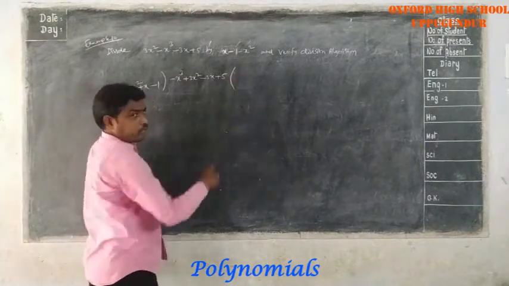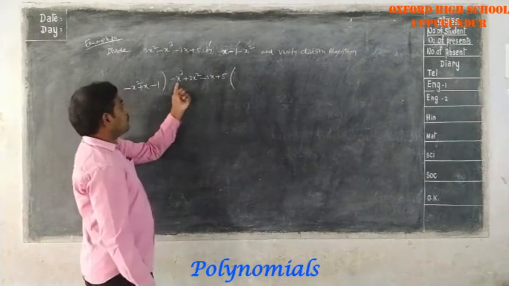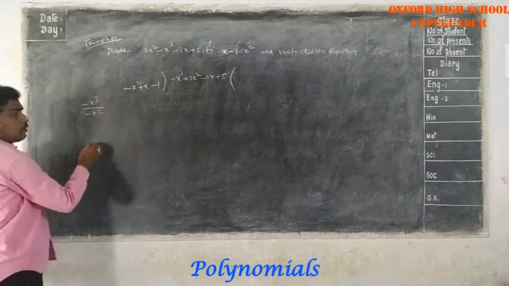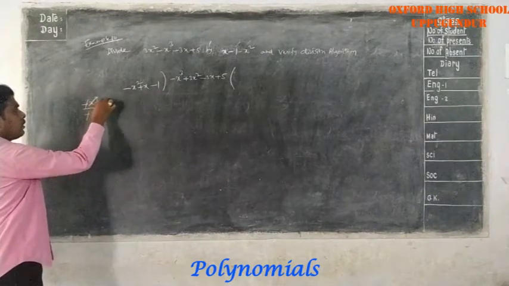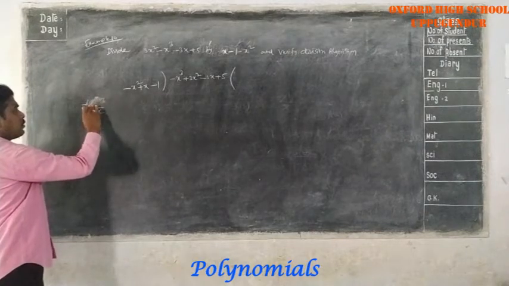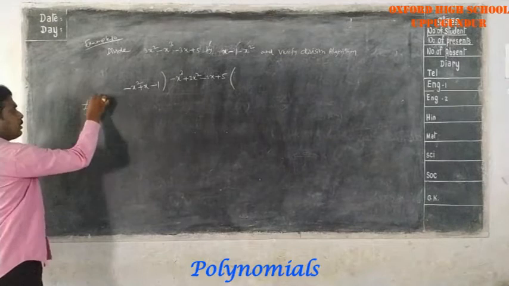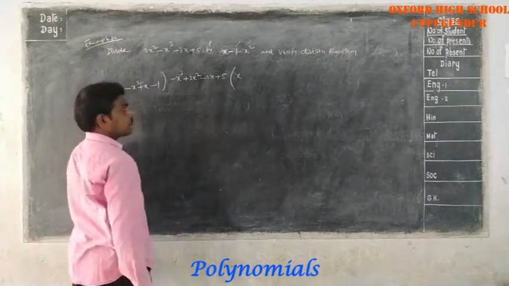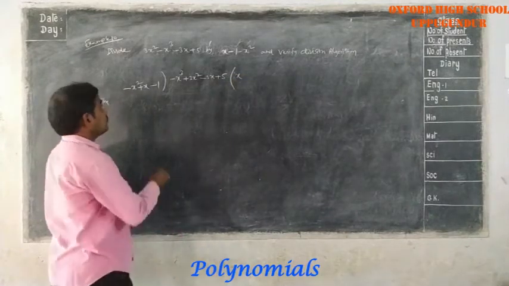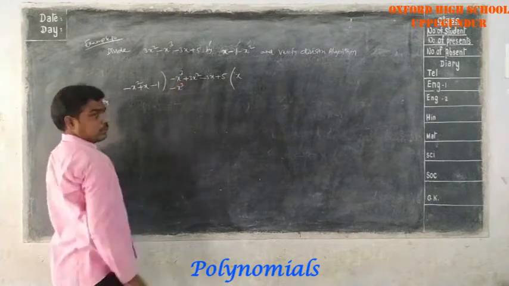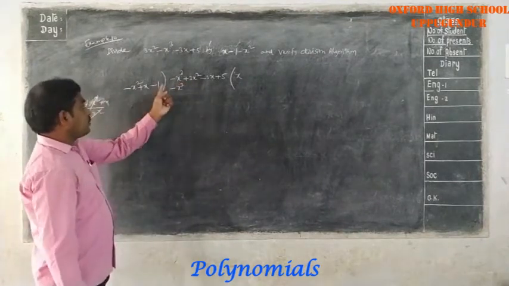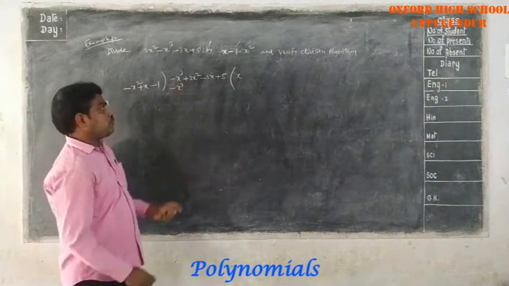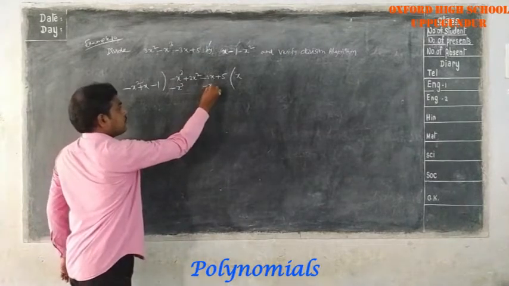So to find the first term of the quotient, what you have to do? First term of the dividend by first term of the divisor. Minus minus gets cancelled. x cube by x square, the x squares cancel. You get x. So minus x square into x is minus x cube. Next, when you multiply these two, minus 1 into x is minus x. So the x term is here. That's why you have to write minus x here.